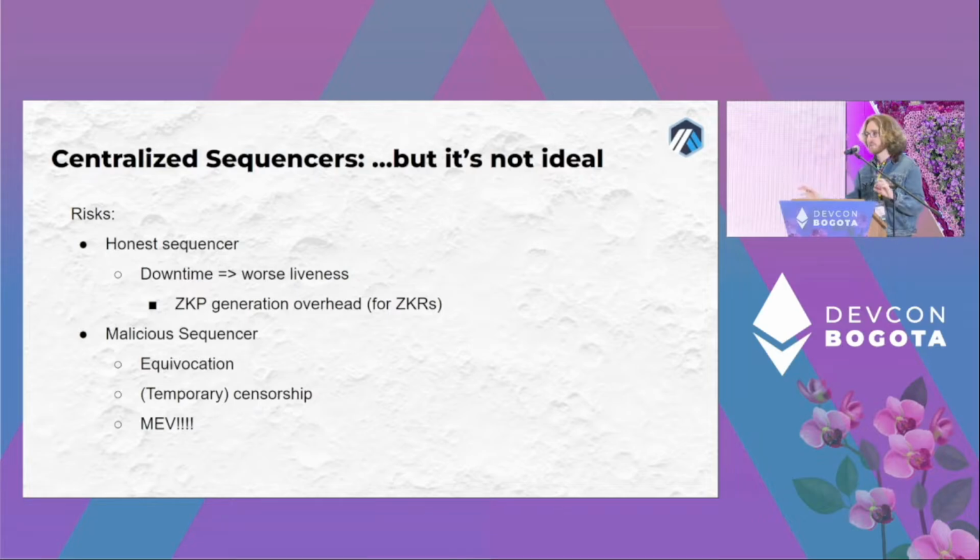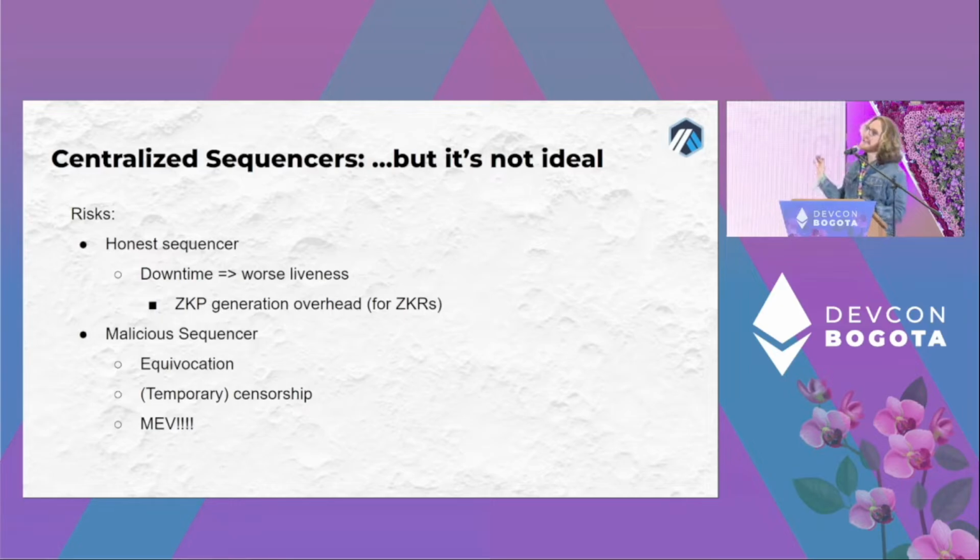The juicier stuff is, what if the sequencer is actually malicious? It just turns evil. What can it do? Well, it can equivocate. In other words, it can make one of these promises and then not make good on it later. It can make inconsistent promises to different users, right? These fast transactions are trusted. It can violate that trust.